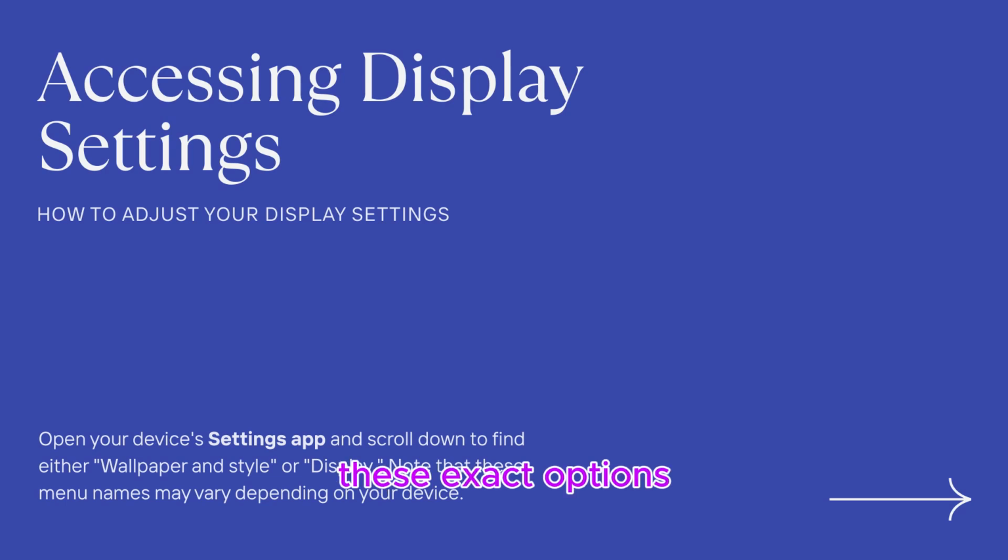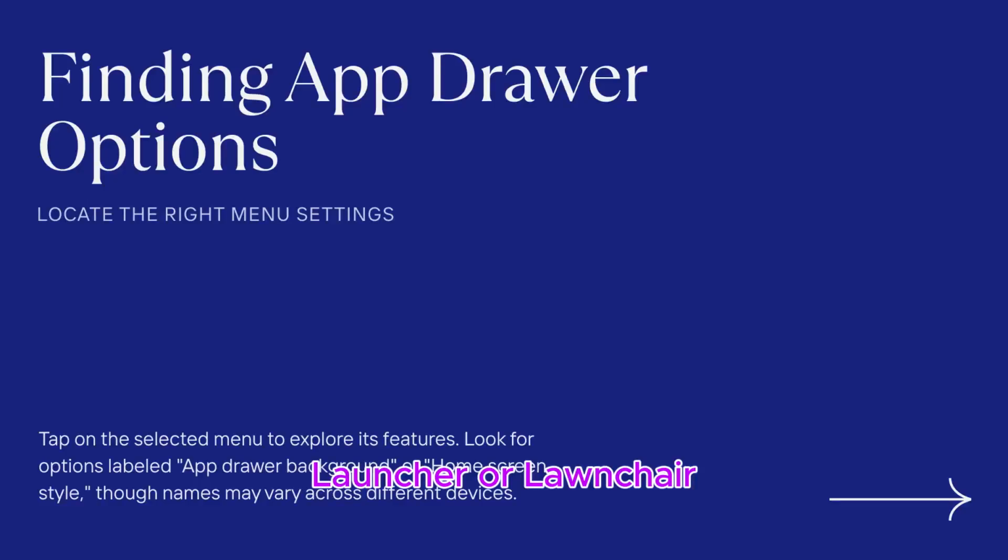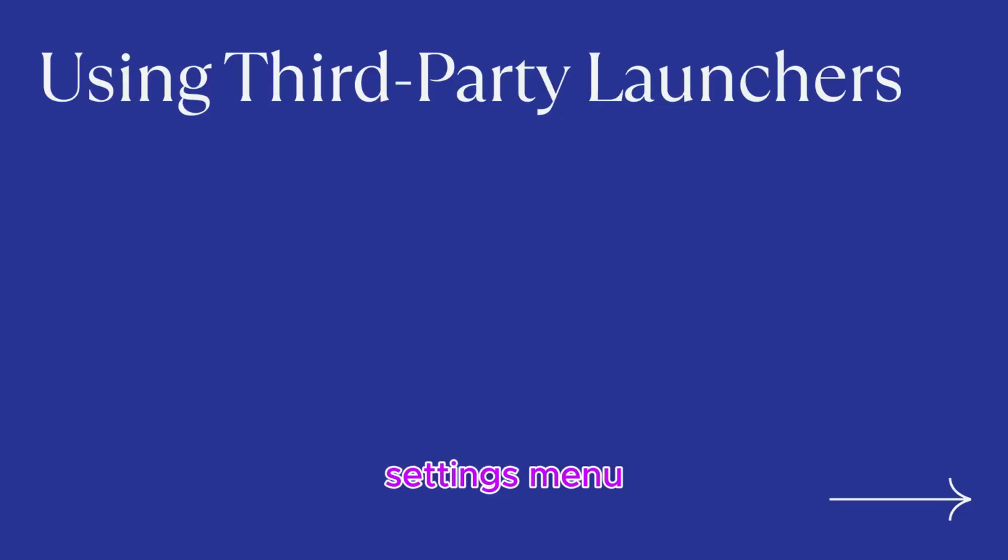If you do not see these exact options, you may need to use a third-party launcher, like Nova Launcher or Launcher. Download and install Nova Launcher from the Google Play Store. Open Nova Launcher and go to its settings menu.